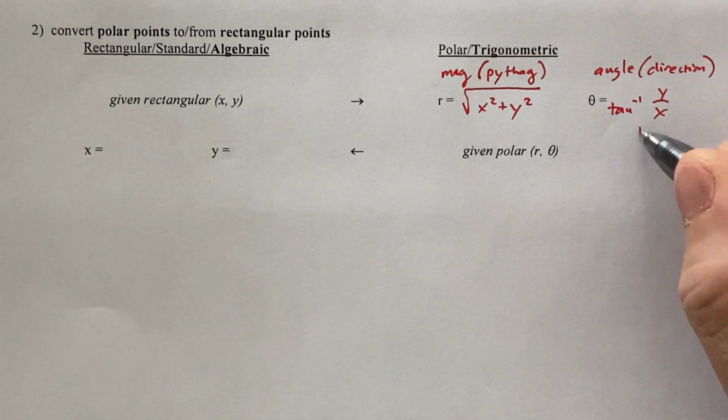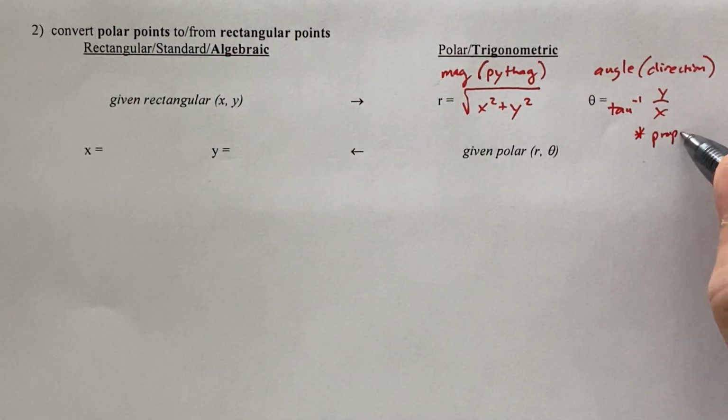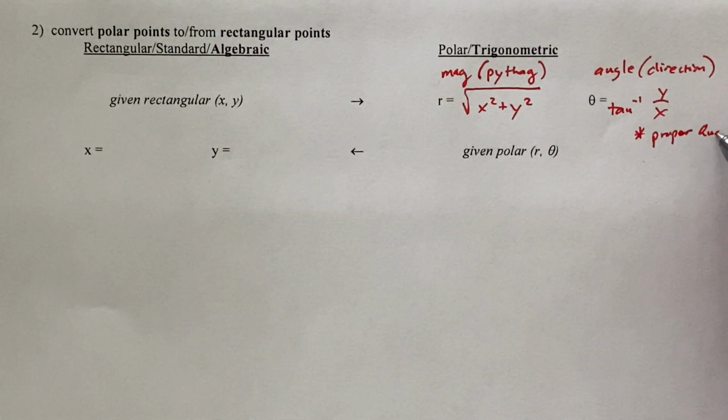And again, please make sure that you're in the proper quadrant. If you're in quadrant 1, that's the only time your calculator is correct. If you're in quadrants 2 or 3, make sure you add 180. If you're in quadrant 4, make sure you add 360.